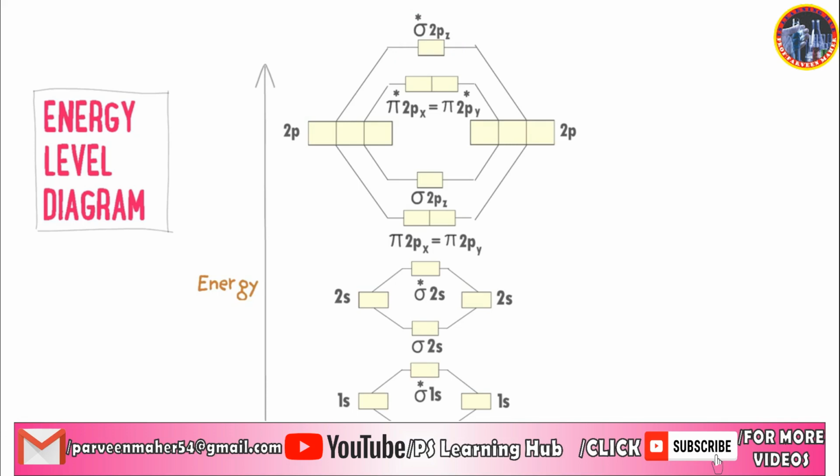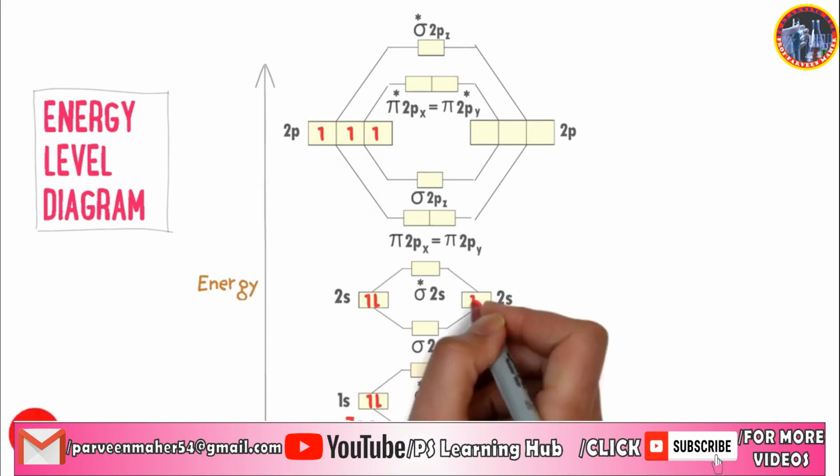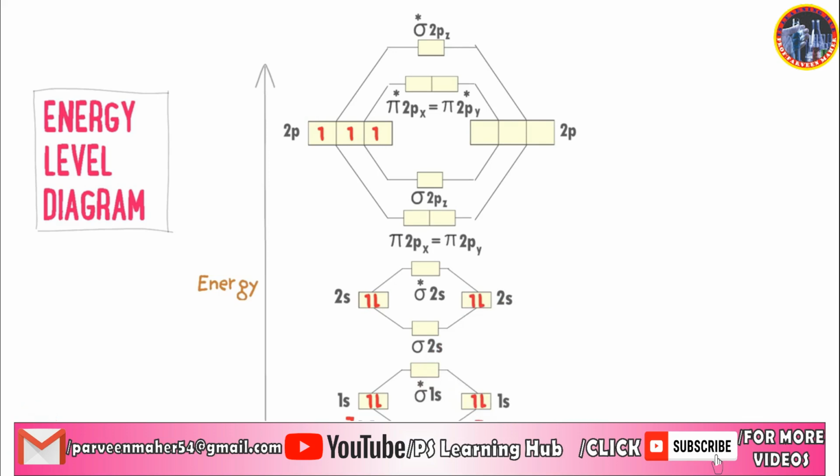For example, consider two nitrogen atoms. We know that the atomic number of nitrogen is 7. So in this nitrogen atom, 2 electrons are present in 1s, 2 electrons in 2s, and the remaining 3 electrons are present one each in 2px, 2py, and 2pz. Remember that these 3 electrons have the same spin. Similarly, in the other nitrogen atom, 2 electrons are present in 1s, 2 electrons in 2s, and the remaining 3 electrons are present one each in 2px, 2py, and 2pz, each having the same spin.